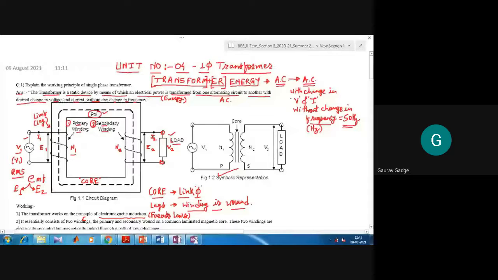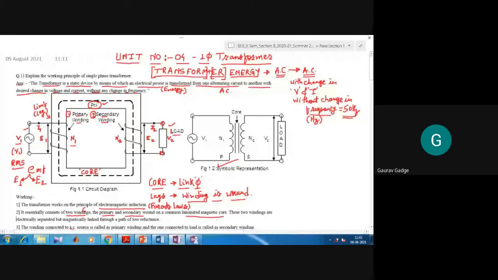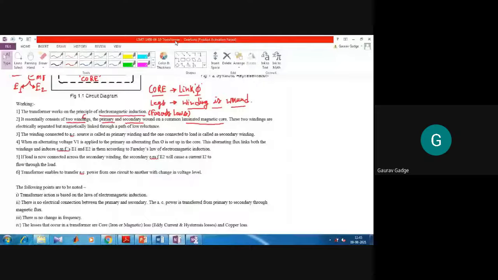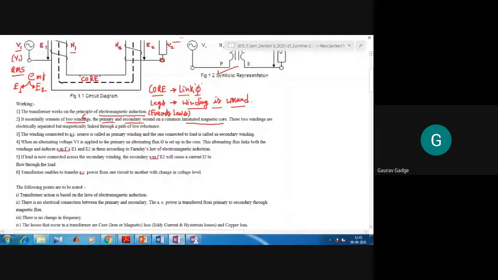Transformer constructionally consists of two parts. Okay. One is called as winding. So you just see it consists of two windings, primary and secondary, and there is a laminated magnetic core. Okay. Now, these two windings are electrically separated. It means there is no connection between the windings. Electrically, they are separated, but magnetically, they are connected. So, electrically separated, but magnetically linked. Now, how do those two windings magnetically get linked? It is due to the flux linkage. You can see it is due to the flux linkage.